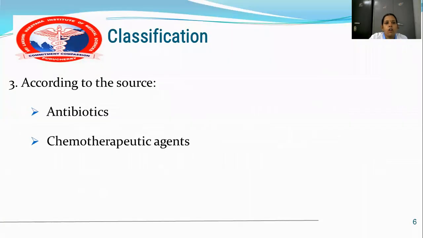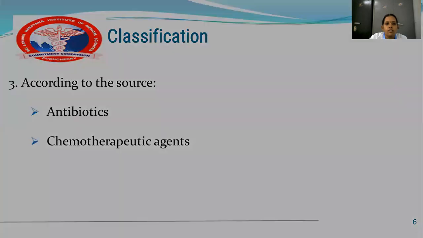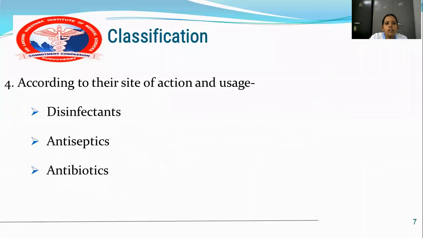Next classification is according to the source: antibiotics and chemotherapeutic agents. Next, according to their site of action and usage: disinfectants, antiseptics, antibiotics.